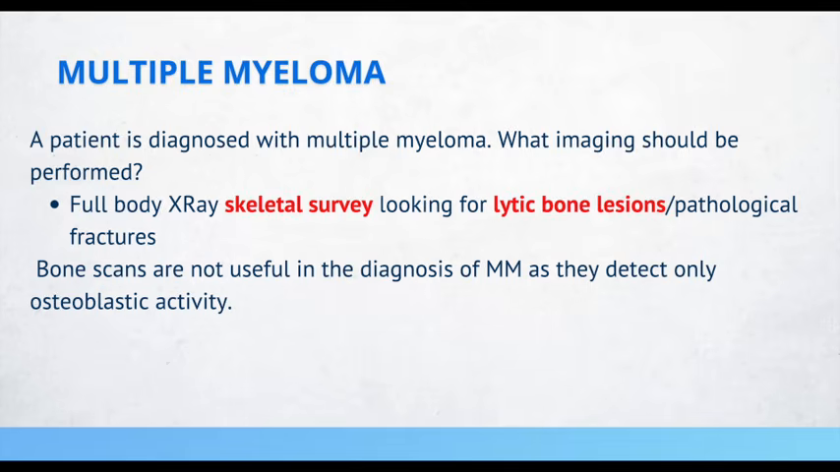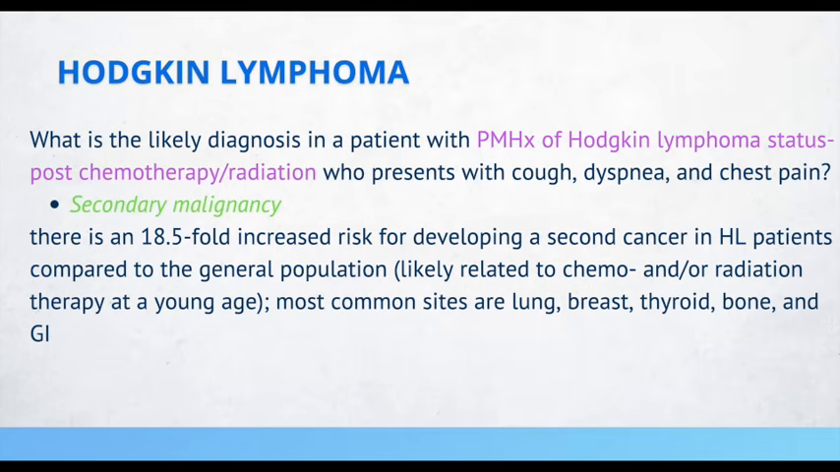What is the likely diagnosis in a patient with a past medical history of Hodgkin lymphoma after doing chemotherapy and radiation who presents with cough, dyspnea, and chest pain? A secondary malignancy. Patients who have been treated for Hodgkin lymphoma have a considerably higher risk of developing a secondary cancer compared to the general population. And most common sites for the secondary malignancy include lung, breast, thyroid, bone, and the GI system.